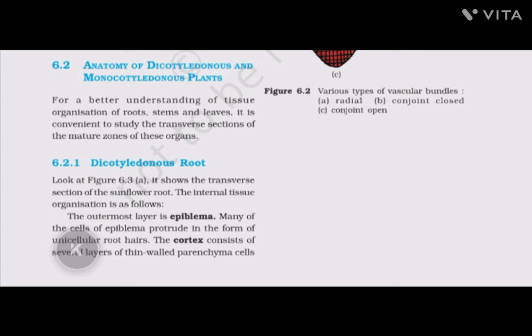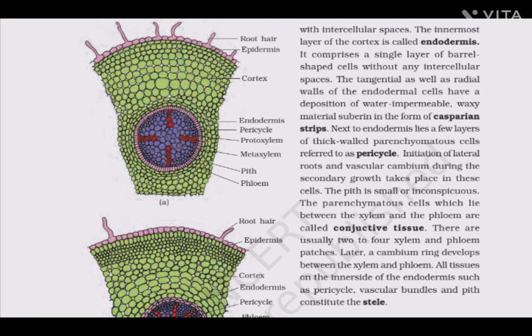Dicotyledonous root. Look at figure 6.3a. It shows the transverse section of the sunflower root. The internal tissue organization is as follows. The outermost layer is epiblema. Many of the cells of epiblema protrude in the form of unicellular root hairs. The cortex consists of several layers of thin-walled parenchyma cells with intercellular spaces.